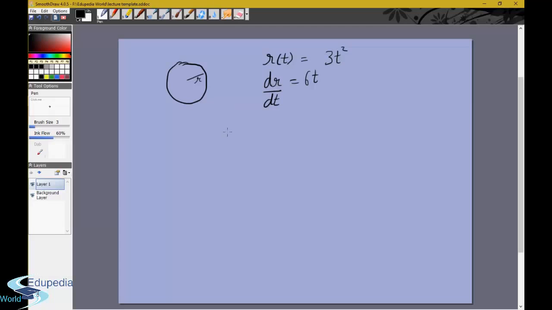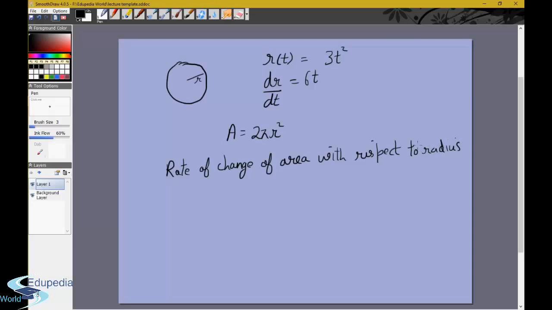The area of this circle will change. The area of this circle is given as 2 pi r squared. Right. And as the radius changes, the area will change as well. So we can calculate the rate of change of area with respect to time. Let's just look at it with respect to radius first, and we'll use the chain rule. So the rate of change of area with respect to the radius will be dA by dr. And that you can see from here, the derivative of r square is 2r.